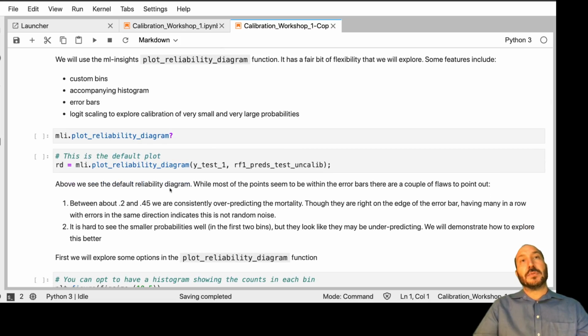To plot these reliability diagrams, we're going to use a function in ML Insights. It has a lot of flexibility, and we're going to use some of the features. You can use custom bin widths. You could show the histogram on the side. It has error bars to say when you're far from the line, whether that's just a result of having not many observations in the bin. And it also lets you do this logit scaling, which helps you explore calibration at very small and very large probabilities. By very large probabilities, I mean close to 1.